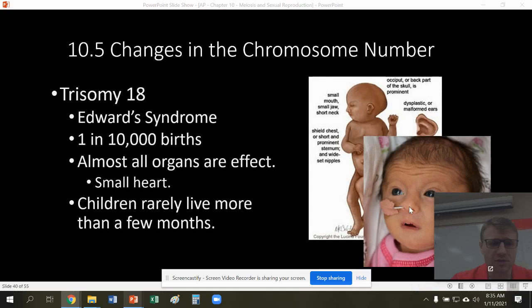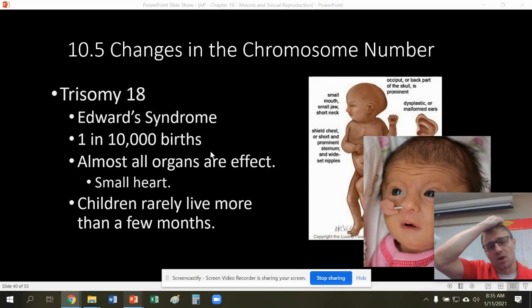Trisomy 18, Edwards syndrome, 1 in 10,000 live births. Almost all organs are affected. They have a small heart. Again, children rarely live more than a few months.